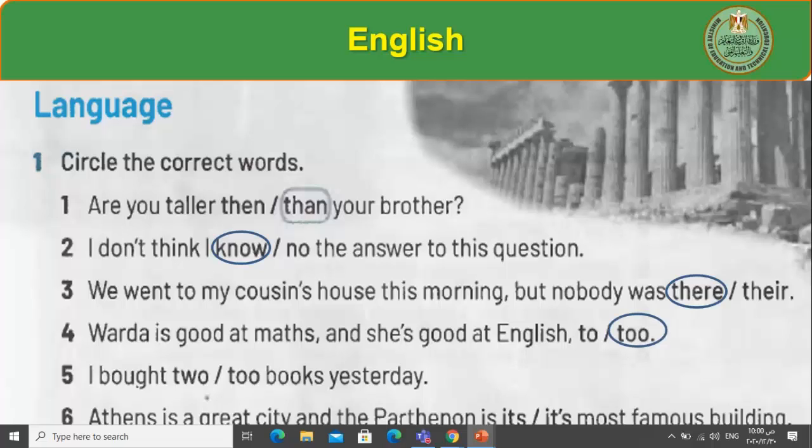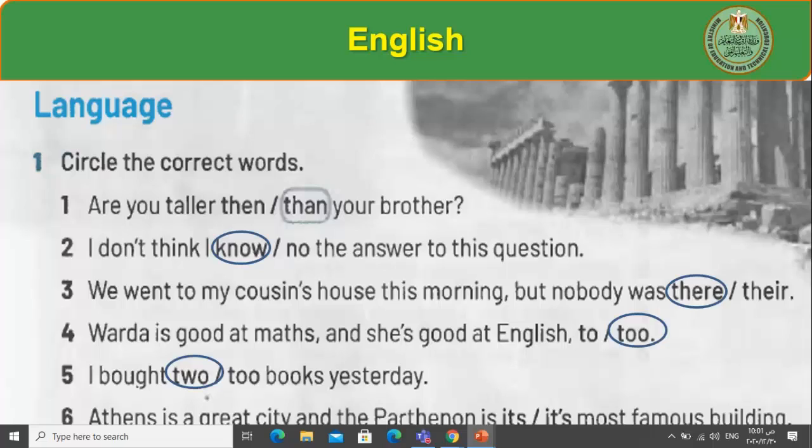Number four, Warda is good at maths and she is good at English too. Too comes with the affirmative sentence. But if I say Warda isn't good at maths and she isn't good at English either, here I negate it, so it is either. Here, with an affirmative sentence, it is too. Next, I bought two yesterday. Of course, two, the number. Number six.